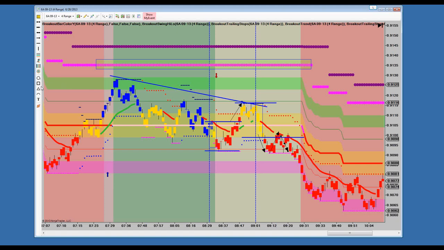And what I'm saying specifically is that with the bottom of the Band-Aid holding as resistance, if you missed the short at the bottom of the Band-Aid, you could have very well had plenty of time to get in when it came back up and checked it. Did everybody see that?